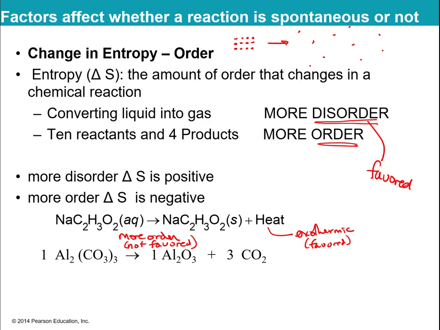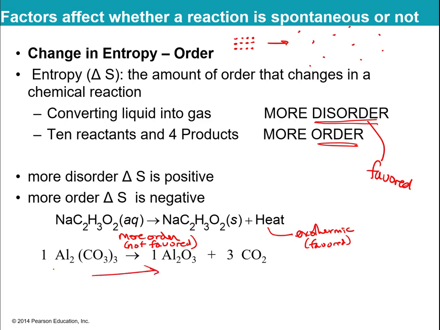Well, which one has more disorder? Do we have more disorder or do we have more heat release? Like, which is the bigger factor? What about the second one? So if Al2CO3 forms Al2O3 and 3CO2s, are we making more order or less, or more disorder?